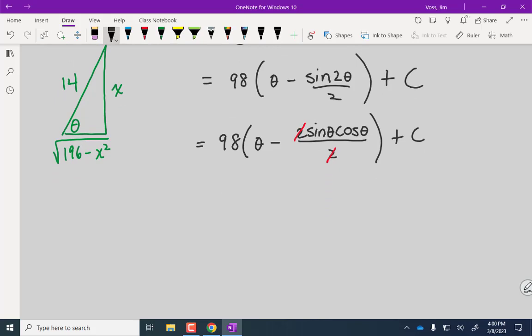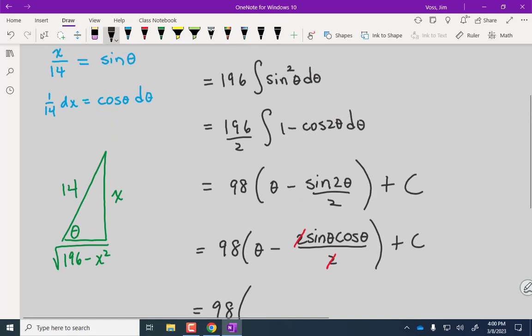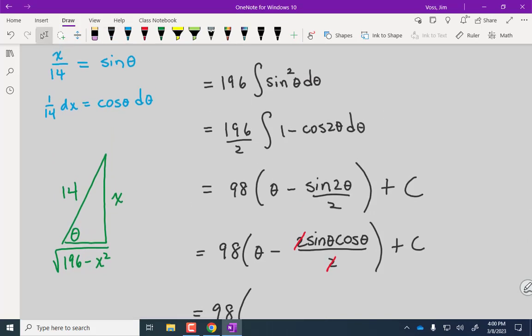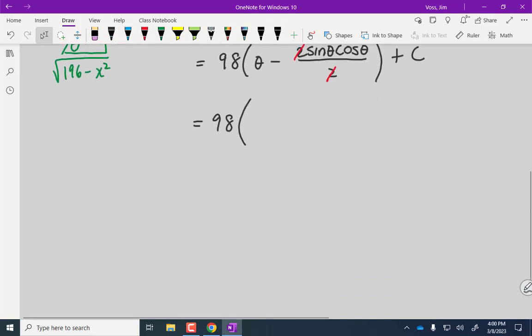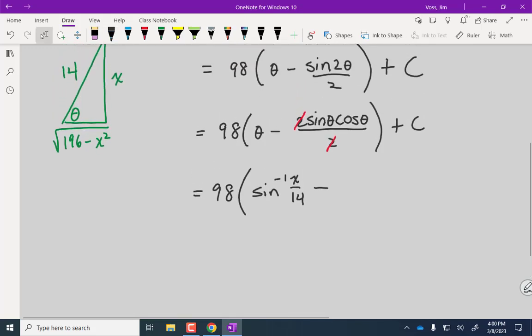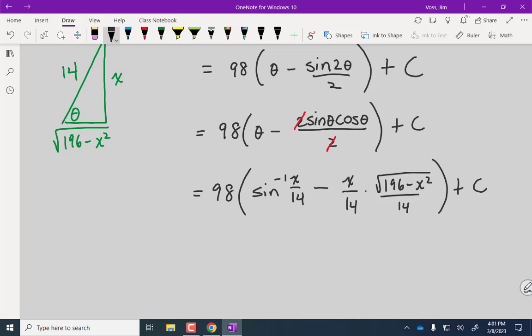What is theta? What's the sine? Sine of theta, if we look at our triangle, is x over 14. Cosine of theta is the square root over 14. So the only thing we could do now is distribute the 98.